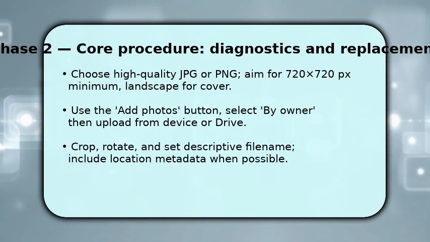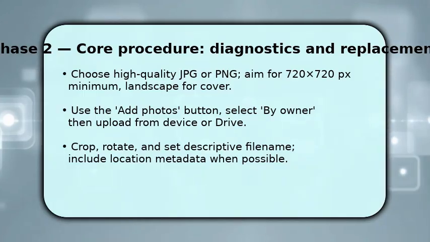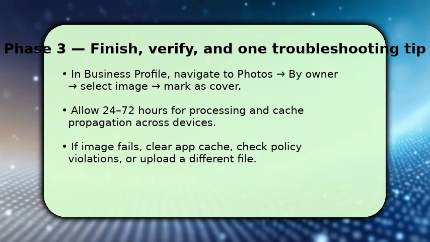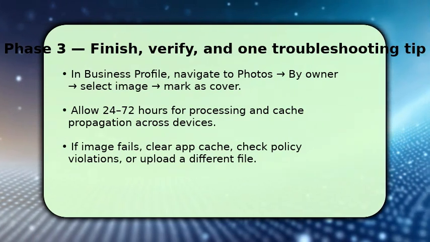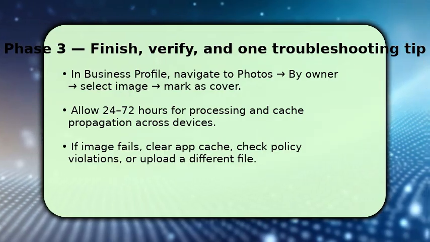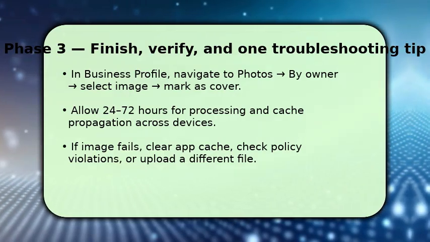If your camera adds GPS metadata, leave it intact. Google uses location tags when deciding prominence. Finish by selecting the uploaded image in your business profile and marking it as the cover or primary photo. This signals Google which image to prioritize.